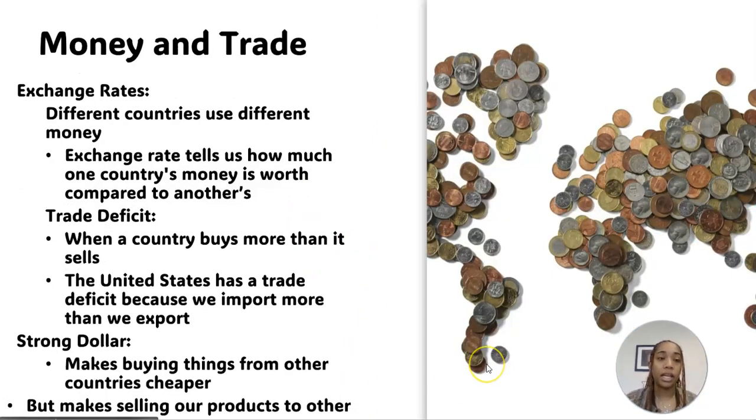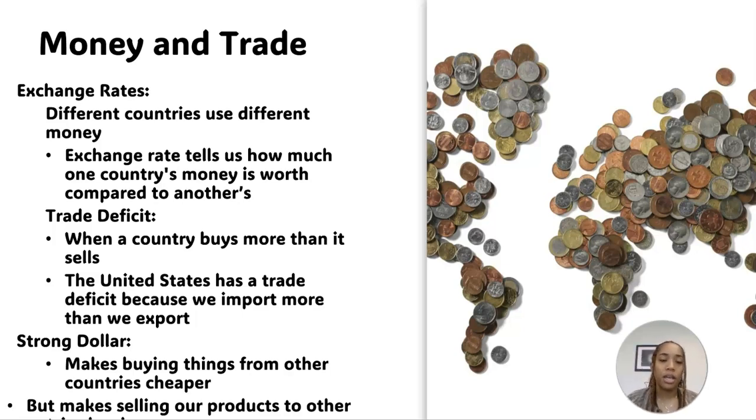Money and trade. Exchange rates. Different countries use different money. Exchange rate tells us how much one country's money is worth compared to another. Trade deficit is when a country buys more than it sells. So the U.S. has a large trade deficit because we buy a lot more, and everything's imported from China, from Canada, etc., than we sell to other countries. The United States has a trade deficit because we import more than we export.